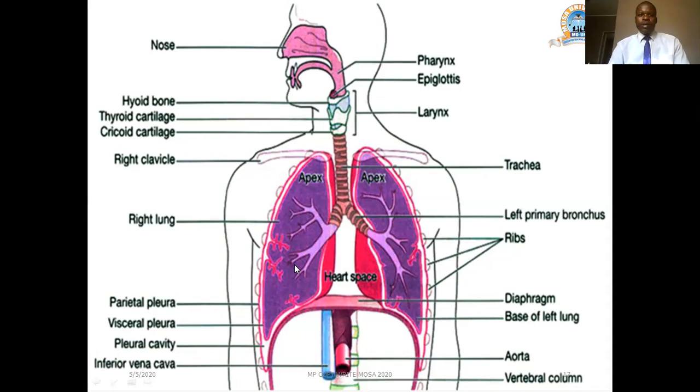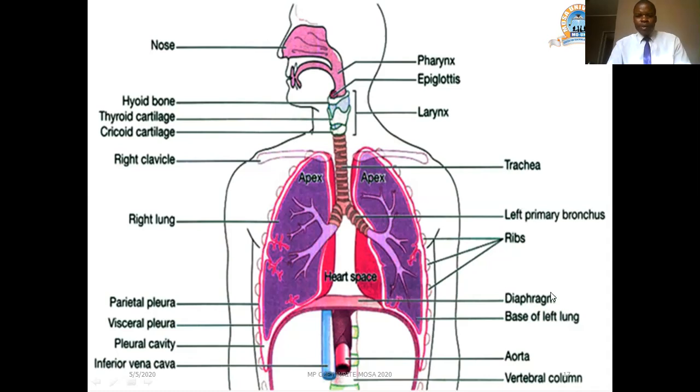Here is the diagram showing some structures of the respiratory system: the nose, the hyoid bone, the thyroid cartilage, the cricoid cartilage, the right clavicle, the right lung, the parietal pleura, the visceral pleura, the pleural cavity, the inferior vena cava, also the aorta, the vertebral column, and the base of the left lung.